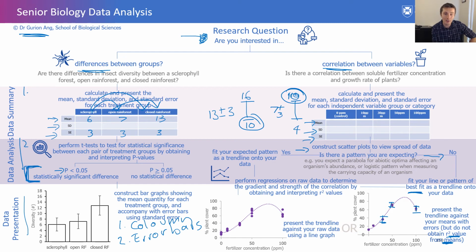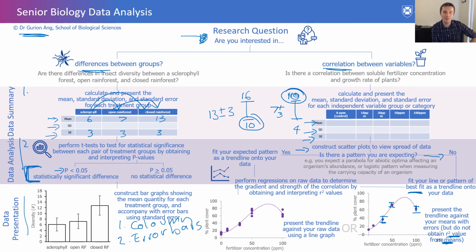So here, if the data is what I expected, it might have been a linear trend, that the further away I went from a disturbance, I was expecting to get greater diversity. Or here, is there a correlation between soluble fertilizer concentration and the growth rate of plants? As the concentration of fertilizer increased, the growth rate of plants also increased, and it was a linear result. Or it might have been, in this case, a parabolic trend, because the abiotic factor reaches an optimum, and then as I add too much fertilizer concentration, it starts to inhibit the growth of those plants.